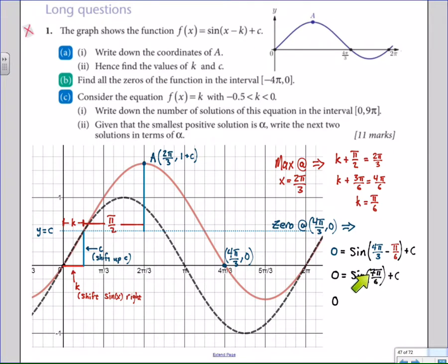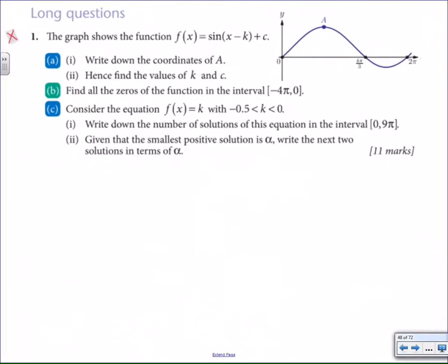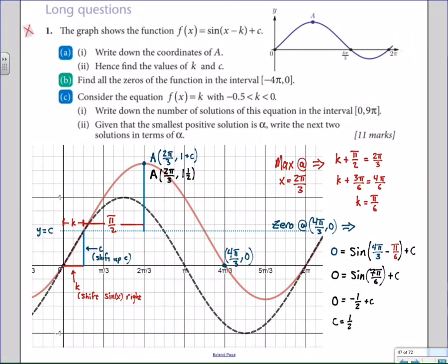It's good to know that the sine of 7π/6 puts us in the third quadrant, which is going to be a negative value, and π/6 is 30 degrees, so this is going to be negative 1/2, and c equals 1/2. Now that we know that c equals 1/2, the coordinates of A are (2π/3, 1.5). So that takes care of that. And again, I answered in the reverse order because that's just a logical way to do that based on the given information.